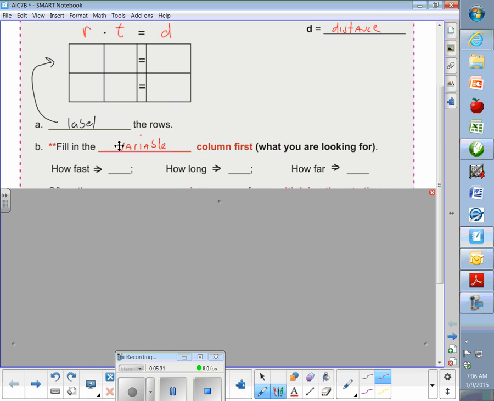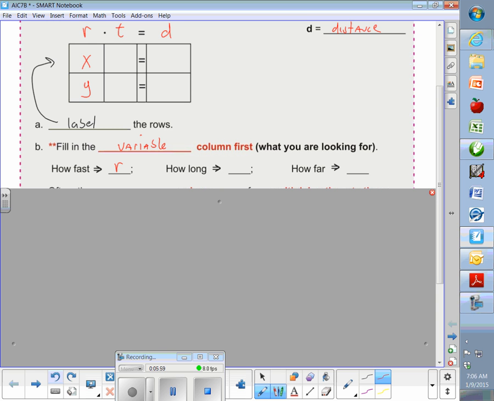Fill in the variable column first. Now, how do you know which column is the variable column? Well, it's simple. It's what they're asking you for. Are they asking you to find out how fast? If they are, the variable column would be the rate column. And if that were the case, we would put in for the rate x and y.